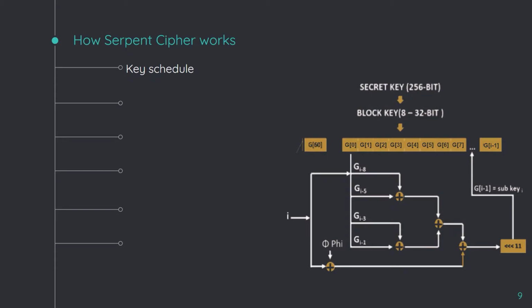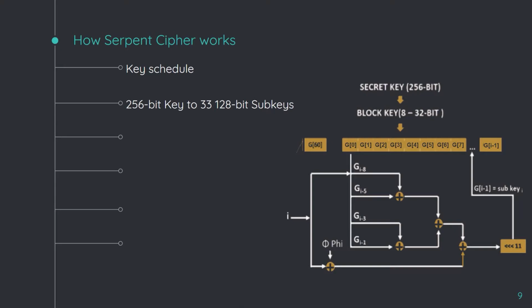Key schedule. The Serpent Cipher supports a key size of 128, 192, or 256 bits. In my example, let's assume we are using a 256-bit key. The main purpose of the key schedule is to convert a key, the secret key, into 33 subkeys. These 33 keys are used in each round to encrypt the data.